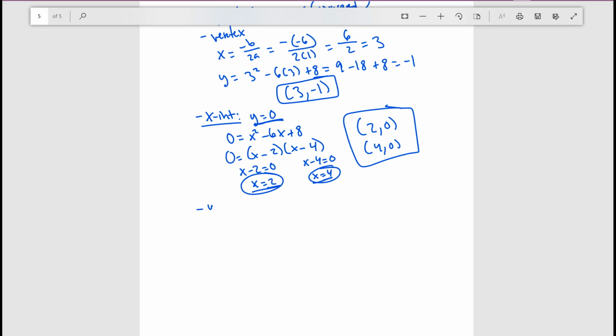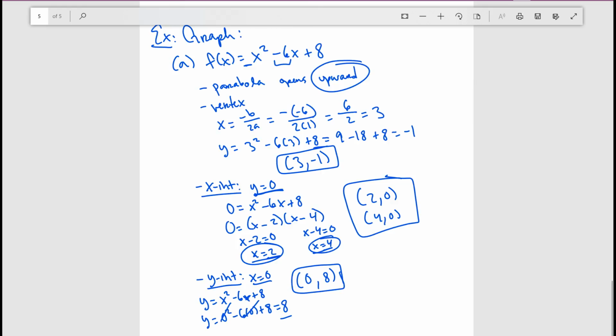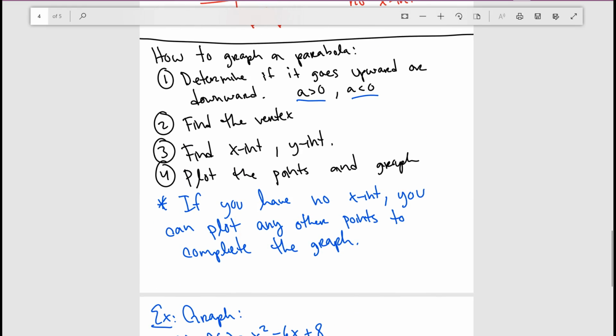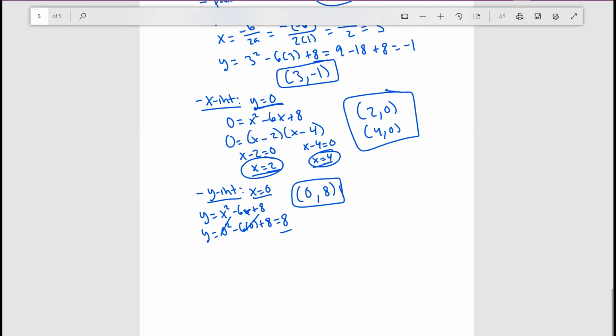And then finally, let's figure out my y-intercept. Now my y-intercept is when x equals 0. So y is equal to x squared minus 6x plus 8. So y is going to be equal to 0 squared minus 6 times 0 plus 8. That's going to just give me an 8. So my y-intercept is going to be, when x equals 0, my y is 8. That's my y-intercept. Okay, so now I basically got everything. So now I just want to go ahead and graph it.